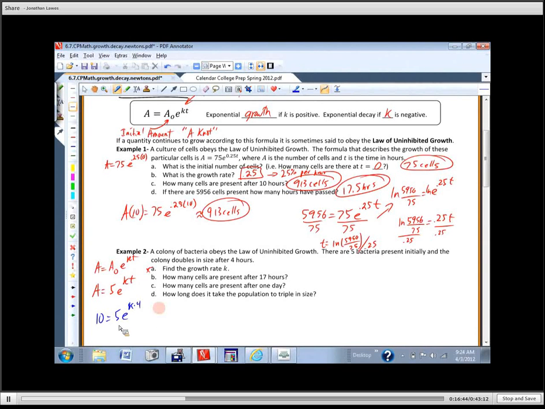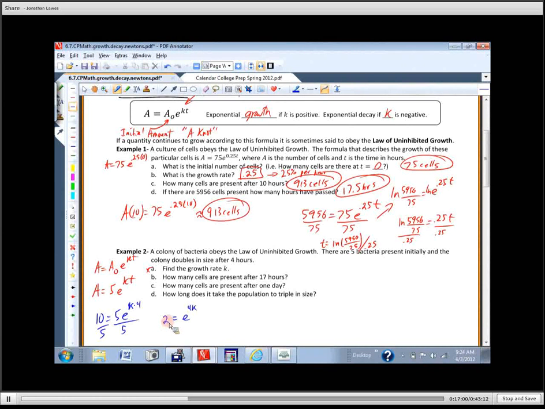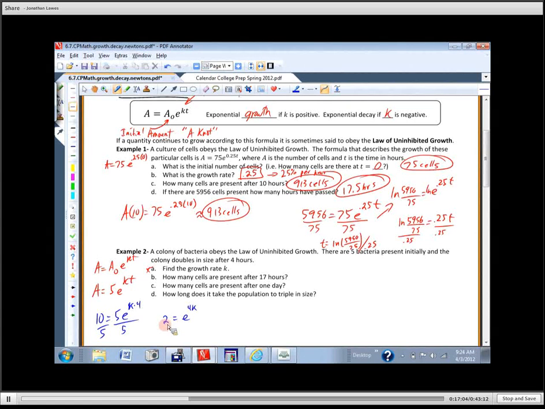We're going to divide this side by 5, divide that by 5. Now this should look familiar. What do we get over here when we take 10 and divide it by 5? We get a 2. 2 equals e to the 4k. Now why is that 2 there? Because it doubled in size. Remember when we were finding the doubling time for an interest or something like that?